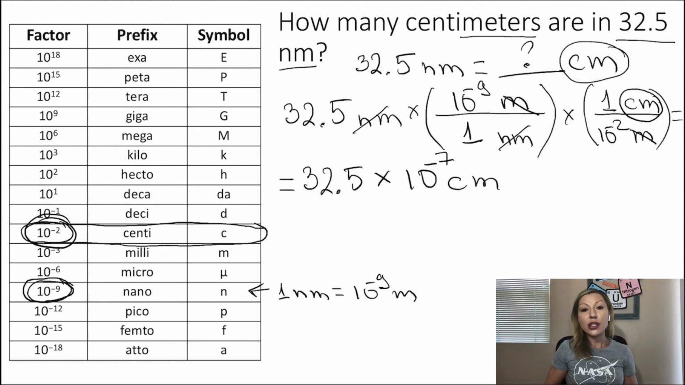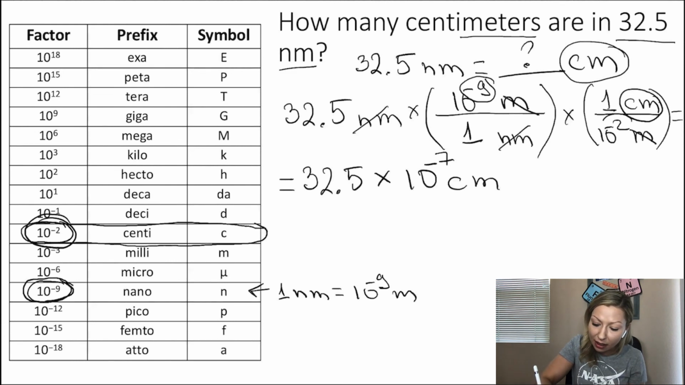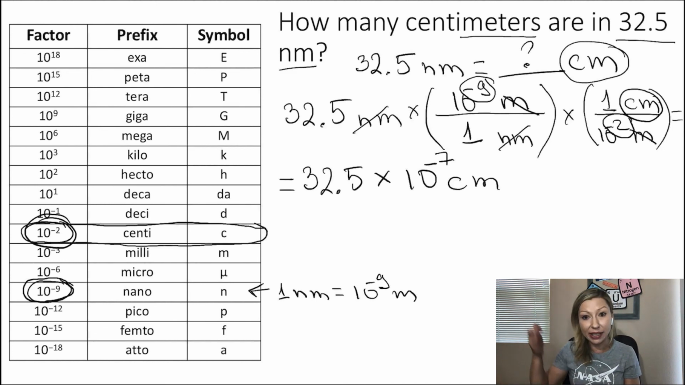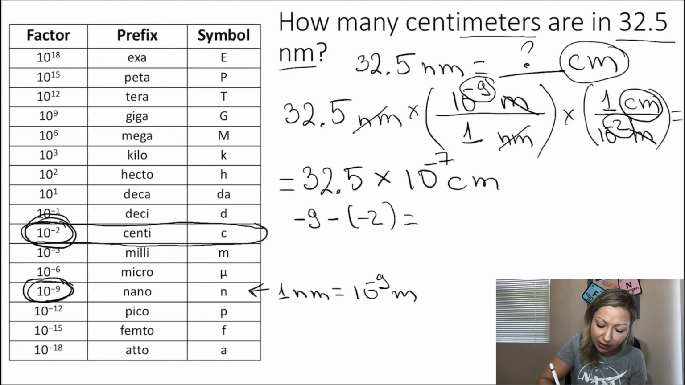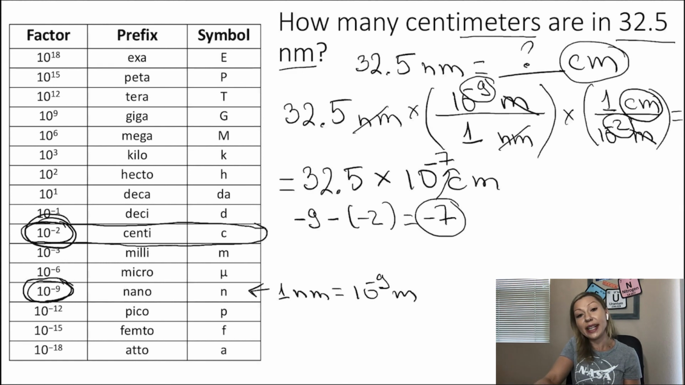Okay, so you can do two things. You can punch this into your calculator, or just simply take a look at the exponents: minus 9 minus minus 2 is going to give me minus 7. Okay, let me write it out. Minus 9 minus minus 2 is going to give me minus 7. And that is just what I'm going to use as my exponent right there.